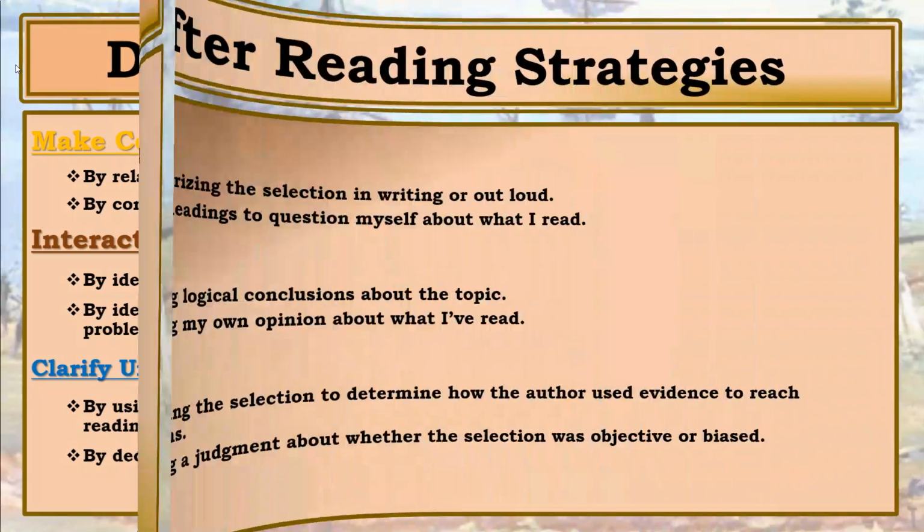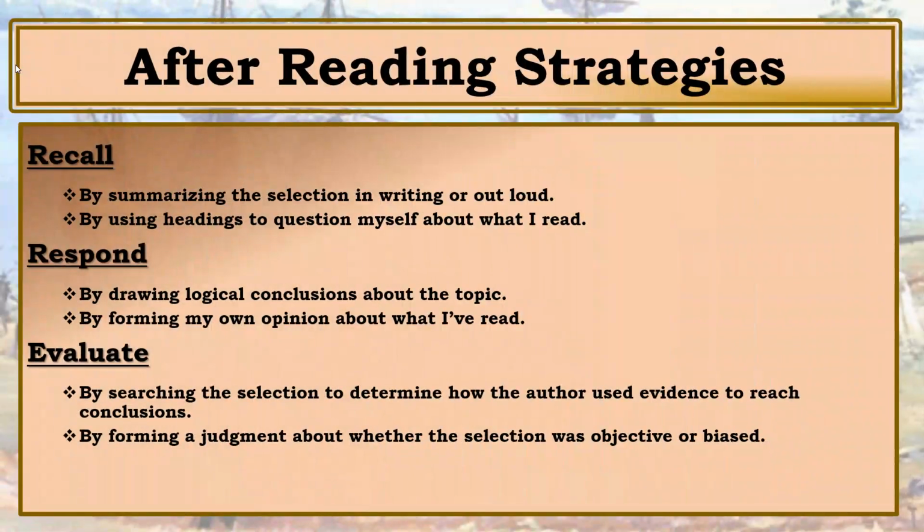Those are our during reading strategies, and we'll also have some after reading strategies. We'll recall by summarizing the selection in writing, by using headings to question yourself about what you've read. We'll respond, and I did modify this a little bit because we're going to be drawing logical conclusions about the topic and forming opinions about what you've read by using guiding questions and wrap-up questions for each section. The guiding question for the first section here is, why did the Puritans settle in North America? And as we wrap this one up with analysis, what was the significance of the Mayflower Compact? So we'll answer those questions at the end of section 1.